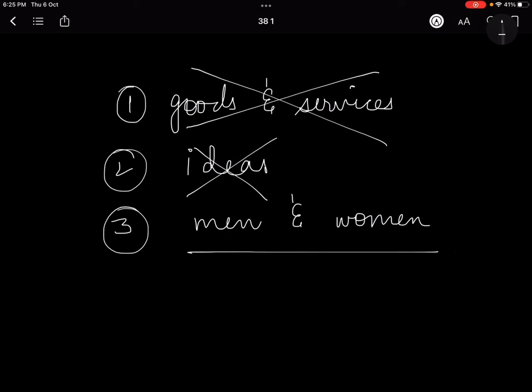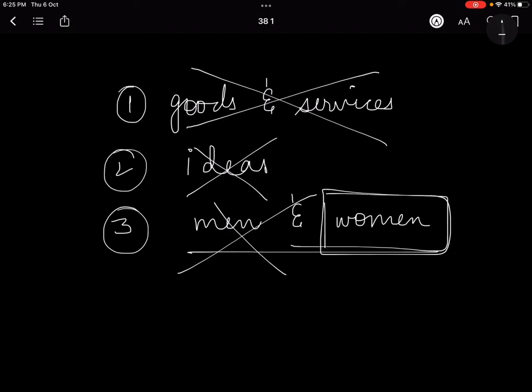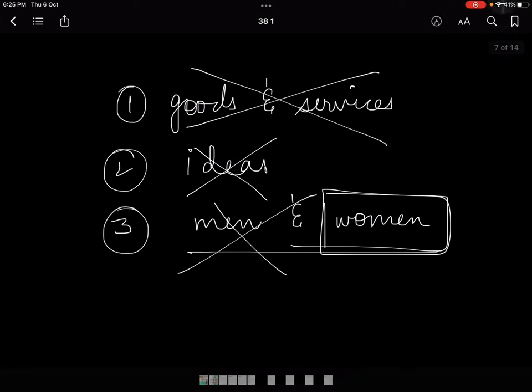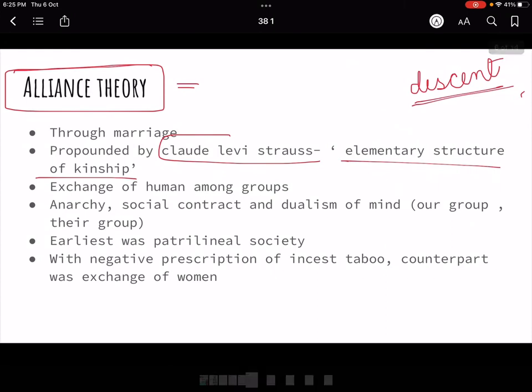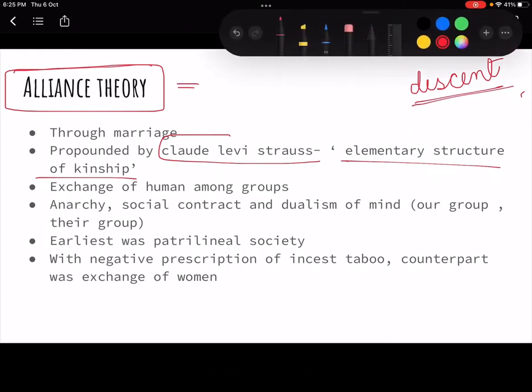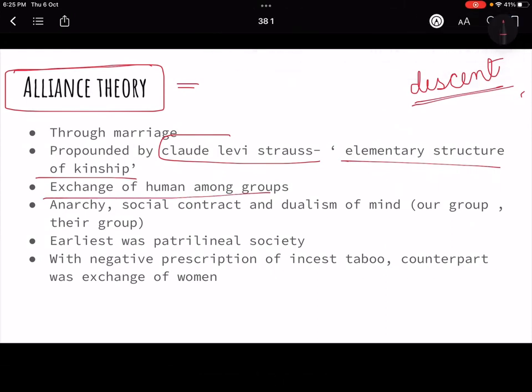Now this could have been done, and because the societies were patrilineal, so the only option was exchange of women. So this is how the alliance theory came in, and this is Claude Lévi-Strauss's idea of alliance theory. So I hope you understood it. So now what it says basically, that exchange of human among groups. So he believed that there was anarchy, so a social contract was needed, and there was dualism of mind. That means our group and their group.